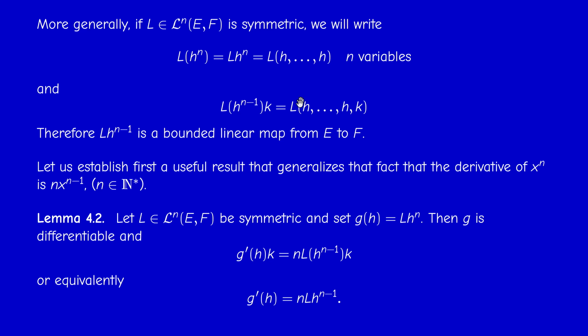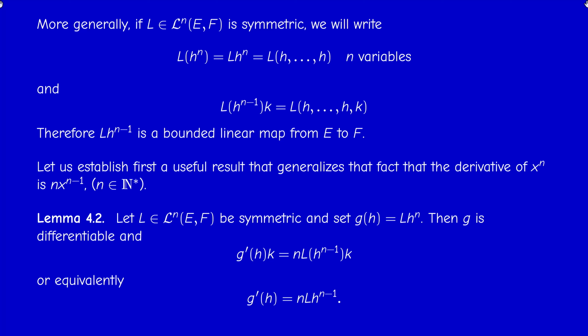So this is just this action, but multiplied by n. Or if you like, you can write g prime of h is n times the linear map h^(n-1). Okay, so this is really an extension of this formula. Here instead of x to the n, we take a multilinear map of h. So we can of course replace h by x, it doesn't change anything. So we can write g prime of x is n L x^(n-1). Okay, so this is an extension of this familiar fundamental rule of differentiation to the general context of normed spaces.